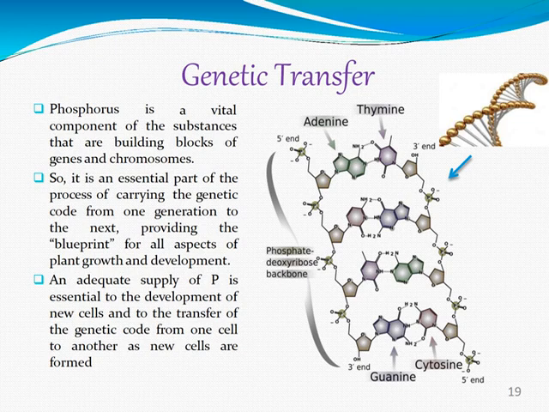Genetic transfer. Phosphorus is a vital component of the substances that are building blocks of genes and chromosomes, so it is an essential part of the process of carrying the genetic code from one generation to the next, providing the blueprint for all aspects of plant growth and development. An adequate supply of phosphorus is essential to the development of new cells and to the transfer of genetic code from one cell to another as new cells are formed.